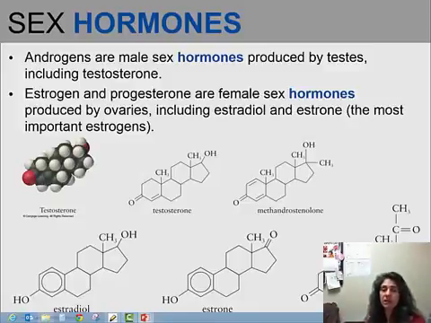We all have the stuff to make either one, so it actually becomes smaller differences than we think of typically in terms of males and females and the sex hormones and how much of what set you have, what your ratios are.